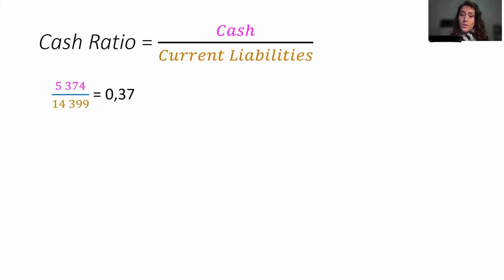Remember now the ideal is 1-to-1, so we don't have enough cash on hand to meet our short-term debt, so we might have to go and borrow or ask investors to give cash to the business so that they can meet their short-term liabilities. So those are the three ratios that we are going to cover today.